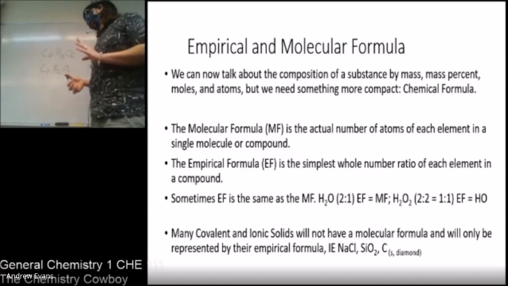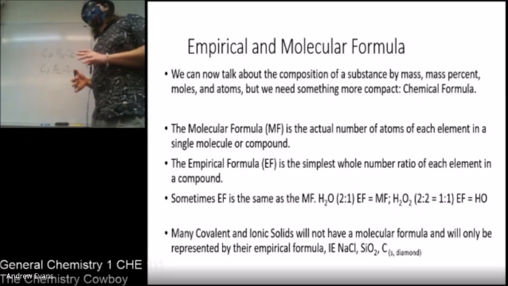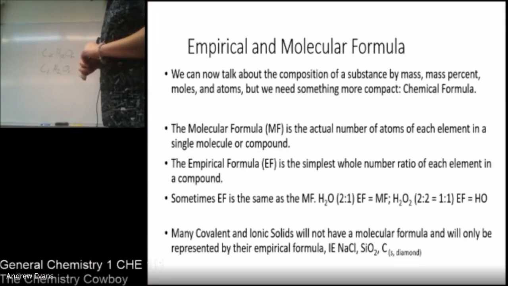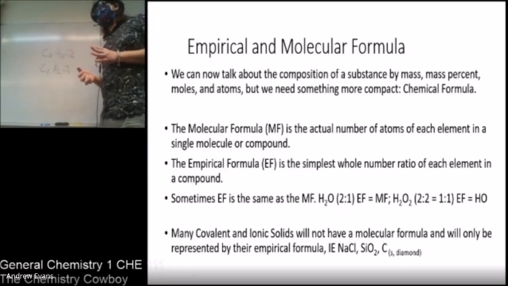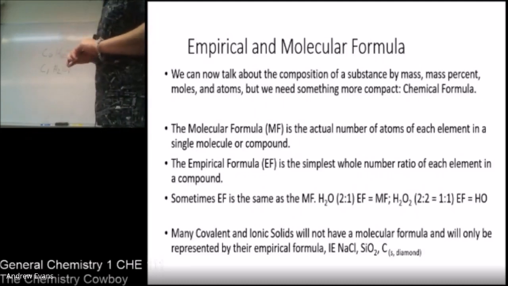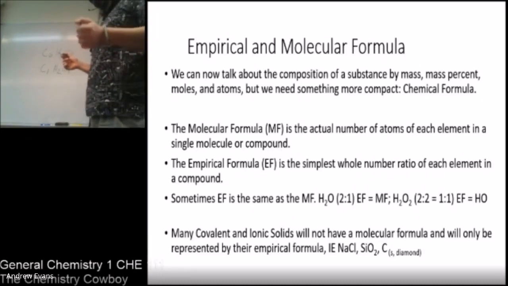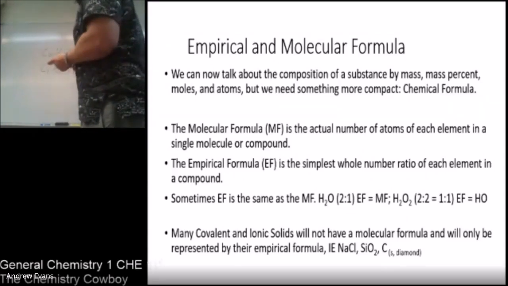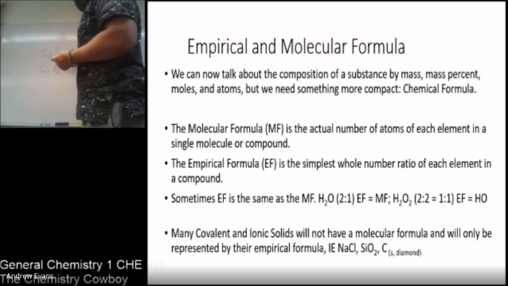Now, sometimes the empirical formula is the same as the molecular formula, as in water, which is a 2-to-1 of H2O. But sometimes they're different. If I have hydrogen peroxide, it's a 2-to-2 ratio, which simplifies to a 1-to-1. And sometimes compounds will have the same empirical formula, and we'll deal with that. So glucose is C6H12O6.